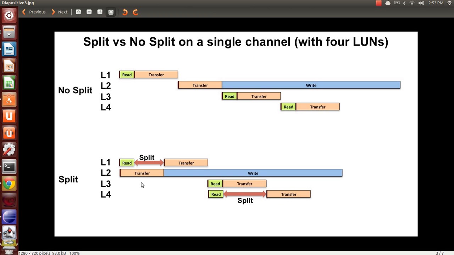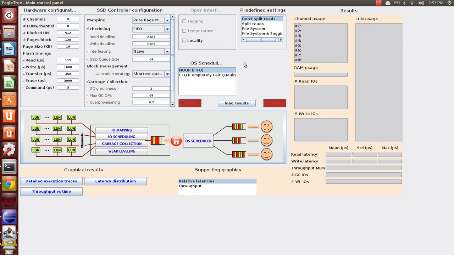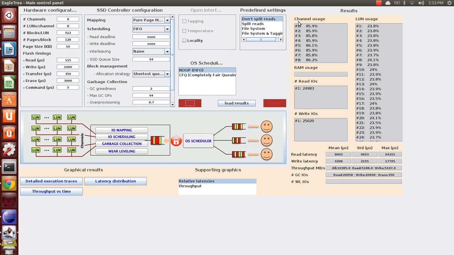Okay, so let's verify this using EagleTree. So we have both strategies implemented, and I'm just going to click the run button and test out the first strategy. And now we have results.